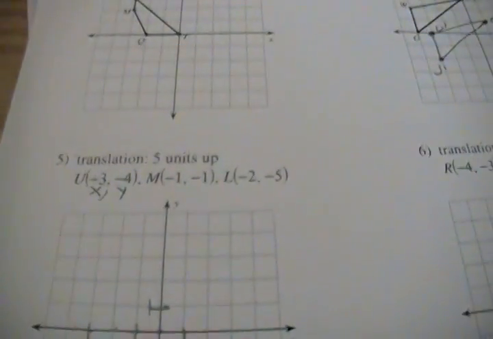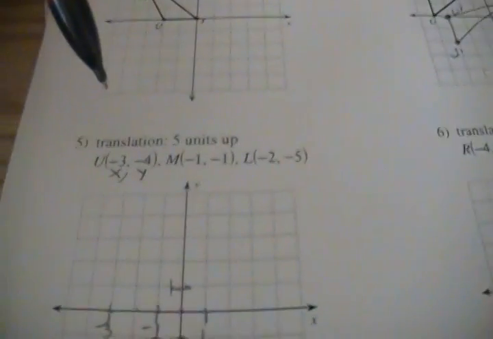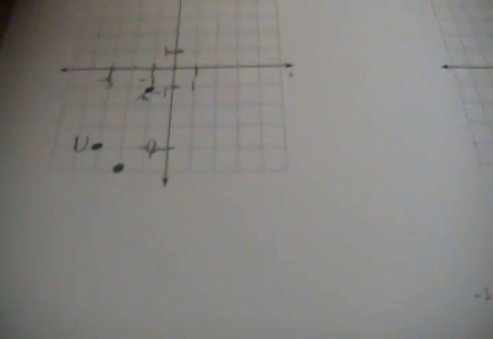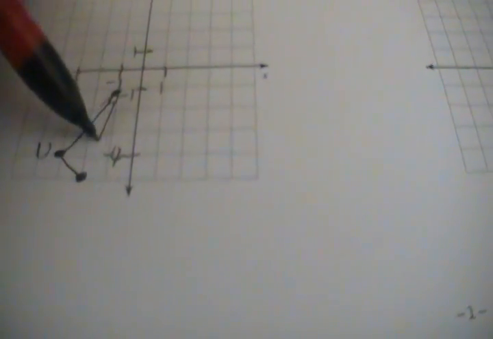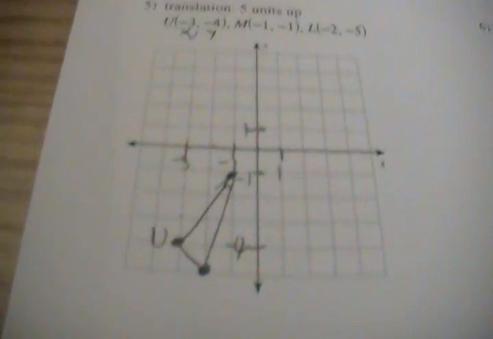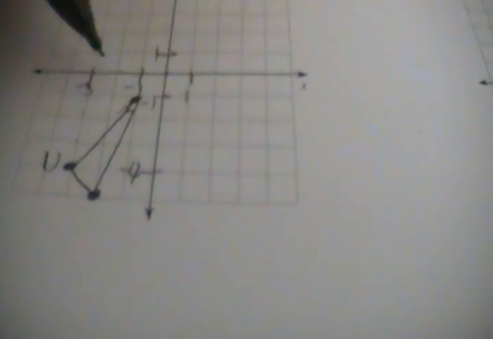Okay? Now, if you know anything about geometry, if you have 3 points like this, then this becomes what we call a triangle, right? So we have 3 sides, like so. So this is a triangle that they give us, but what they want is for you to move everything up 5 units.